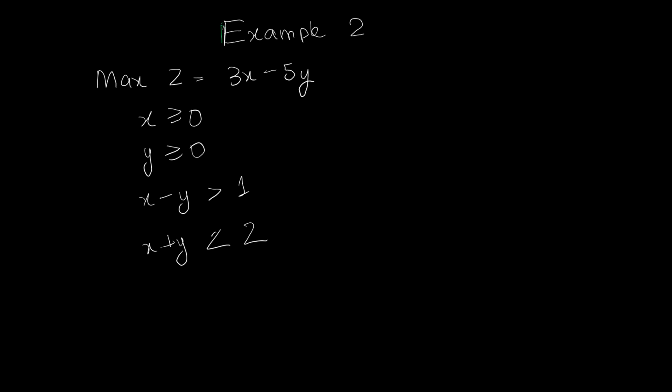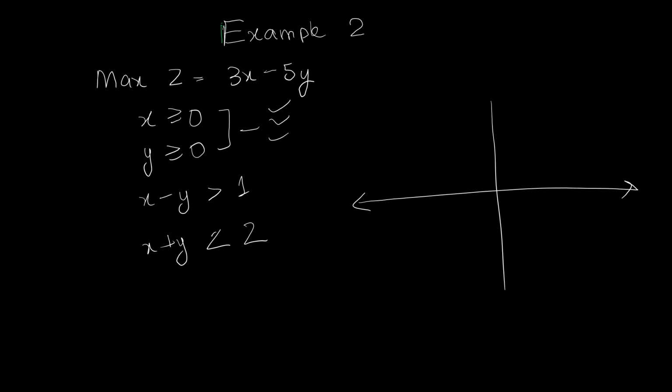All right, let's draw the graph and see what happens here. We don't actually have to draw the first two constraints because we are already used to them, and we know the solution would be in the first quadrant. Now the next one is x minus y greater than 1, so we change the inequality to the equal sign to find the points. When x is 0, y is negative 1, and when y is 0, x is 1.